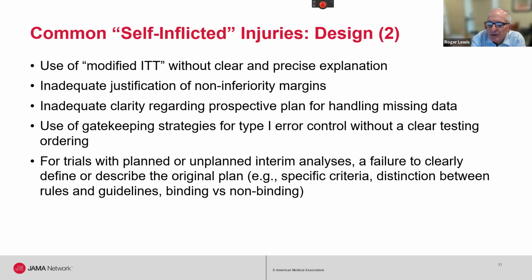Handling of missing data, management of type 1 error control when you have multiple endpoints you're testing. For example, if you're going to use a gatekeeping strategy, you actually have to lay out the exact ordering in which you will test the primary and secondary endpoints. And then clarity of any interim analyses. What was the plan? What was actually done?